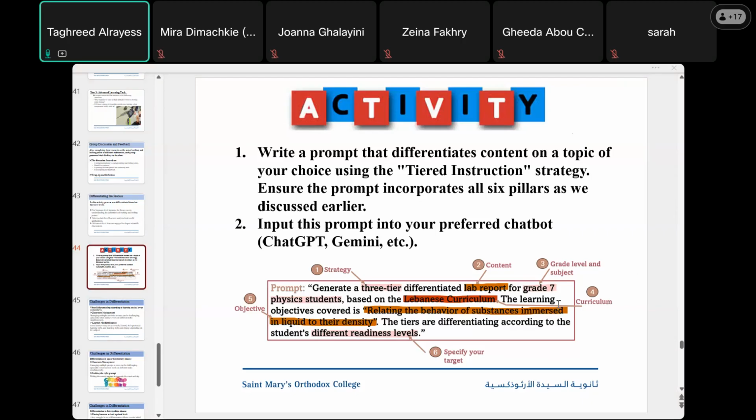Rita shared with us her prompt: 2-tier differentiated activity for grade biology student based on the Lebanese curriculum. The learning objective covered is understanding the basic components and functions of the human immune system. The tiers are differentiated according to the students' different learning styles. And what did you receive? It's adjusted, a very interesting activity that is very useful and applicable. That's great.